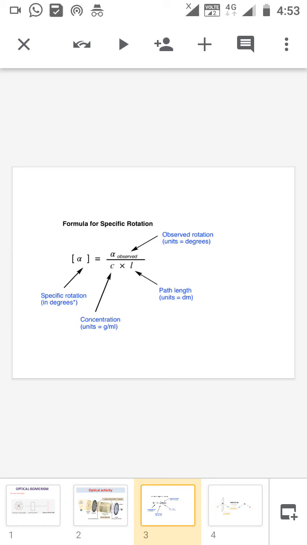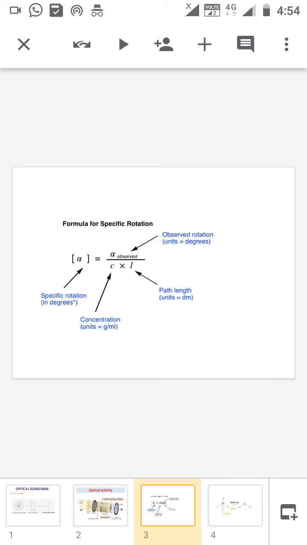So next we are discussing the specific rotation. Specific rotation is mathematically represented as alpha is equal to alpha observed divided by C into L. Here the alpha is the specific rotation at specified temperature and specified wavelength. That's equal to alpha observed.